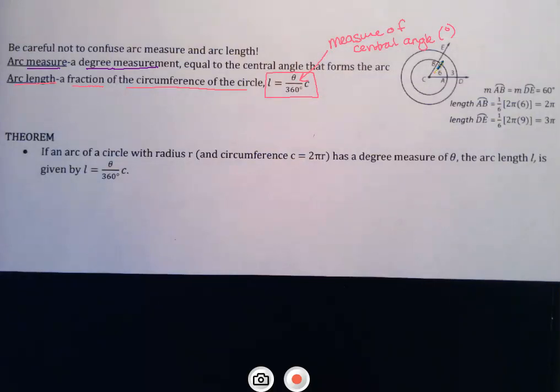Okay, so it's theta divided by 360 times c, the circumference, which gets us to this theorem. If an arc of a circle with a radius r and a circumference, remember c equals 2 times pi times r, has a degree measure of theta, the arc length L is given by this formula. L equals theta divided by 360 times the circumference c. So that's our formula for arc length.